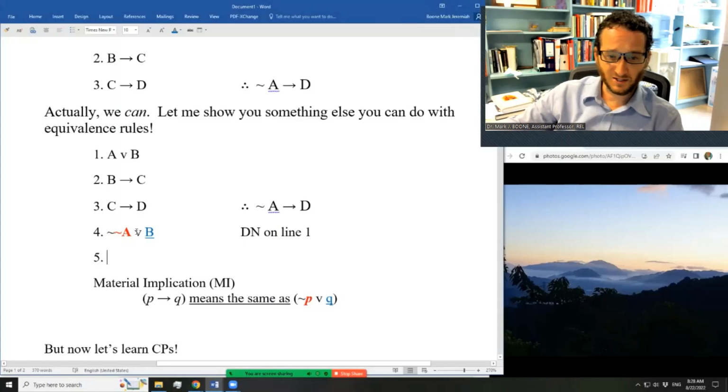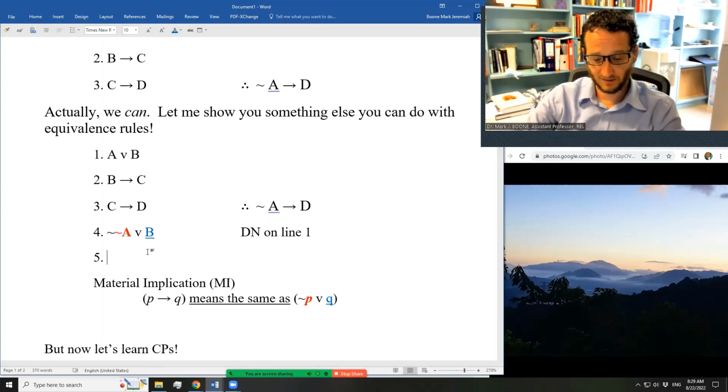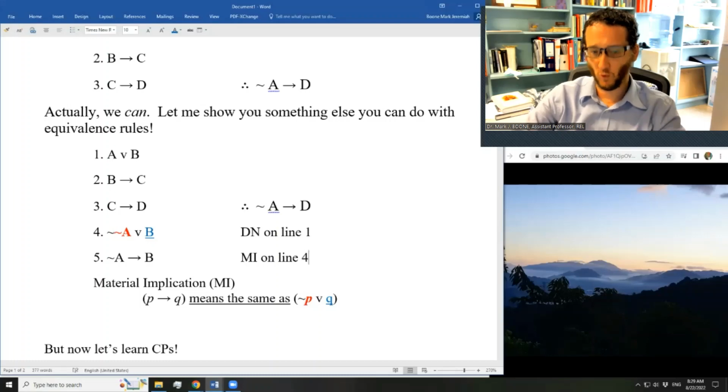Okay. So not P or Q means the same thing as if P then Q. And P here can be not not A, and Q could be B, meaning not not A or B means the same thing as if not A, then B. And that's applying the material implication rule to line 4.